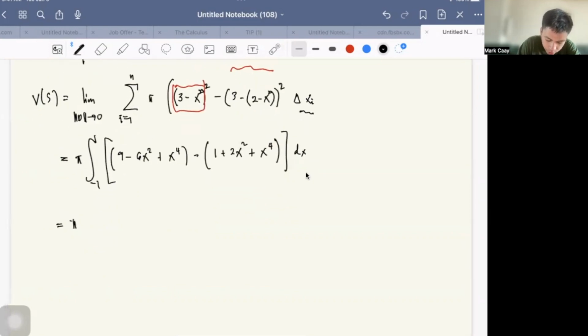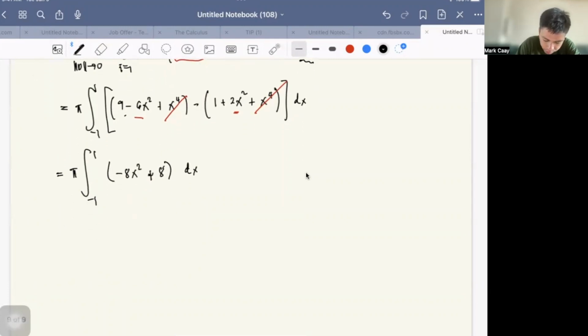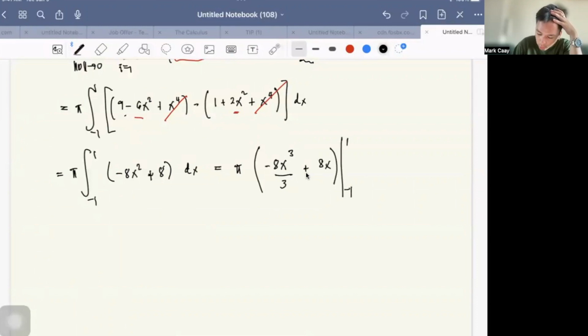So simplifying it further, this is negative 1, 1. So, ano mangyayari? Yung x to the 4 natin is makakancel kasi. Negative 6x squared, ito magiging negative yan. So now we have negative 8x squared. Yan. So we have 9 minus 1. So we have plus 8 dx. So simplifying. So let's integrate this. Negative 8x cube over 3. Kasi magpa-plus 1 ka sa exponent, diba? Plus 8x. So evaluated from negative 1 to 1.